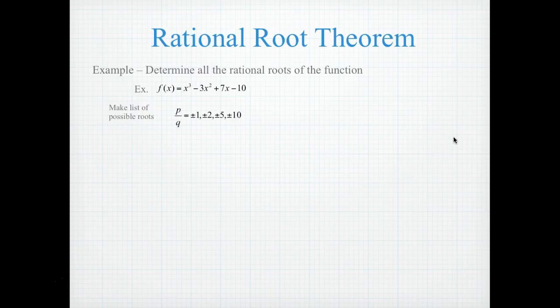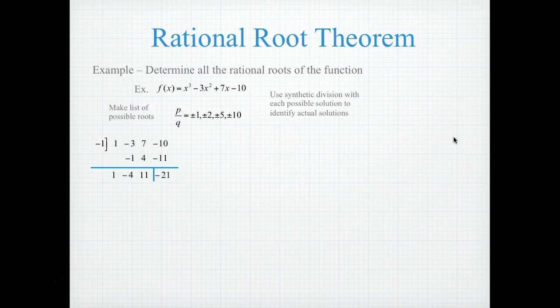So we make a list of possible roots. I take my values of p, which represent the factors of my constant, which is negative 10, and I take the factors of q, which is the factors of my leading coefficient, which is 1. So the list of possible roots, I've got 10 of them: plus or minus 1, plus or minus 2, plus or minus 5, and plus or minus 10. Now I need to use synthetic division with each of the 10 possible solutions to identify the actual solutions. If I use synthetic division on a value and I get a remainder of 0, that tells me that the root divides the equation evenly and is therefore a solution to the equation.